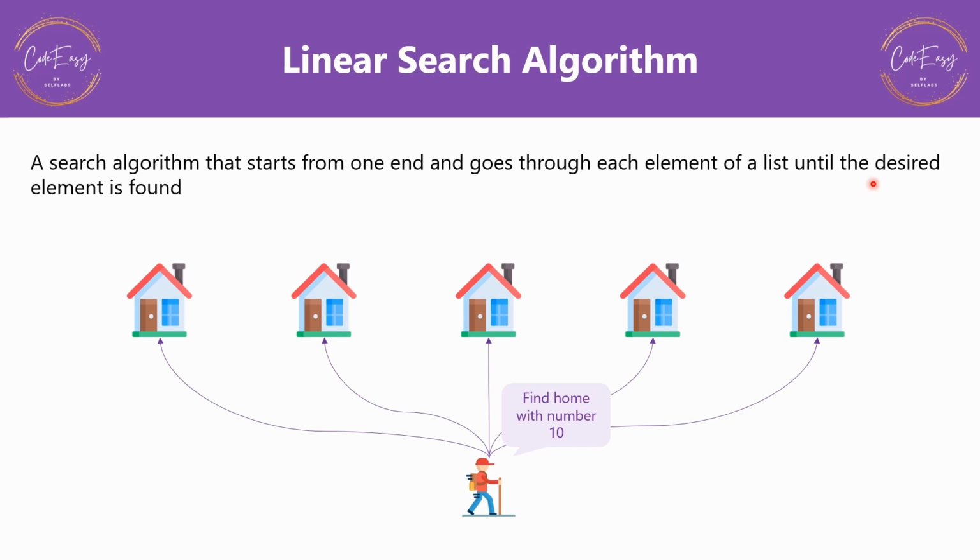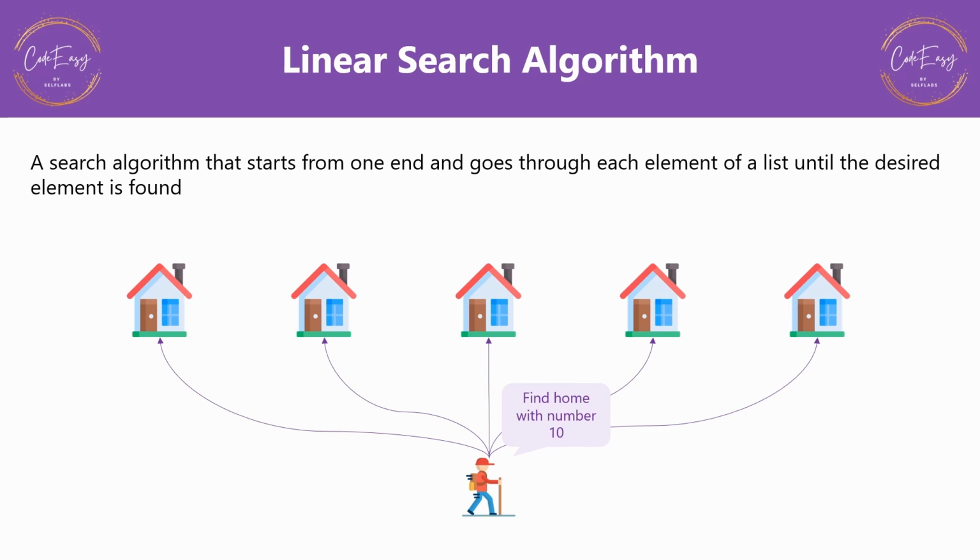So let's try to understand what linear search is in technical terms. It's a search algorithm that starts from one end and goes through each element of the list until the desired element is found. So that's what we do. It can be either from left to right or right to left. In this case, we have to find the number 10 and we have similar kinds of homes. We don't know which number is present in which home.